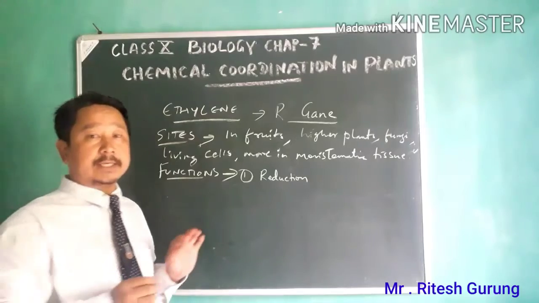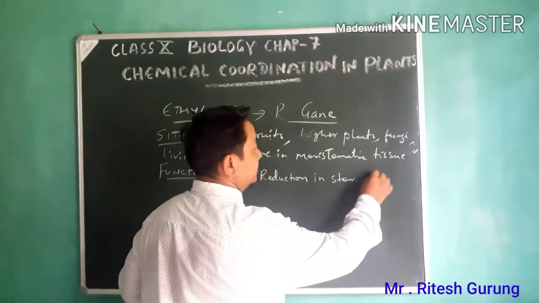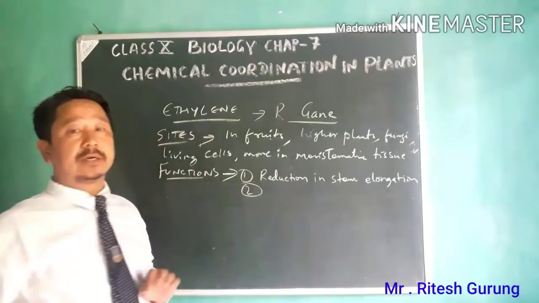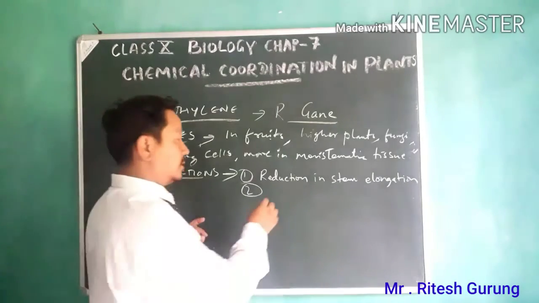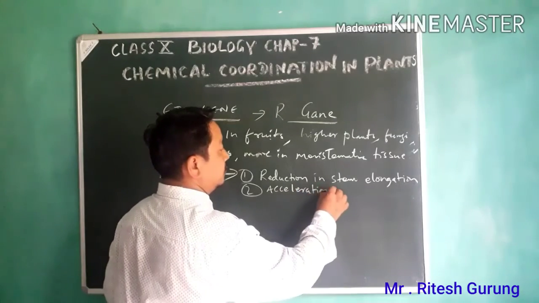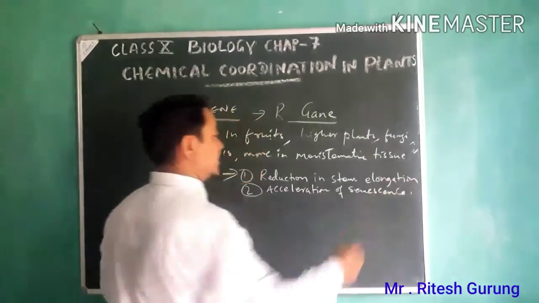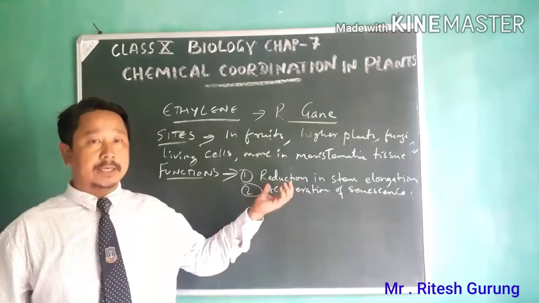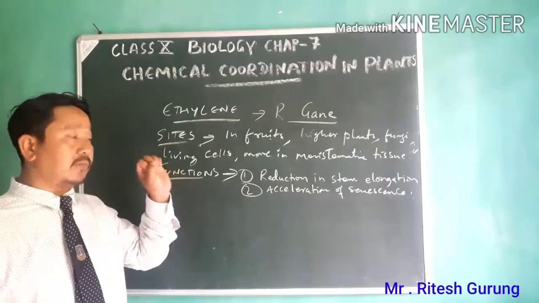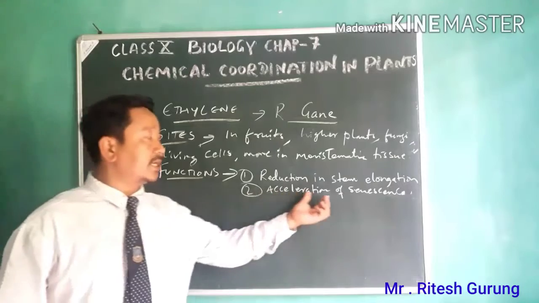Number one, reduction in stem elongation. Then number two, acceleration of senescence. So here you see it performs two main important functions. Number one, reduction in stem elongation, and number two, acceleration of senescence.